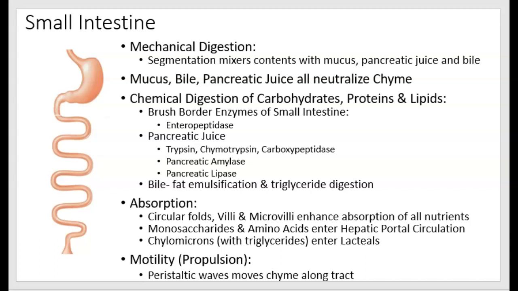But the big chemical digester of lipids is bile, and it's really not an enzyme, but it emulsifies triglycerides to the extent that they get broken up. So it's not actually an enzyme that catalyzes a chemical reaction, but I put it under chemical digestion because of how it works. And then also in the small intestine, not only do we have the major site for chemical digestion, but we also have the major site for absorption.